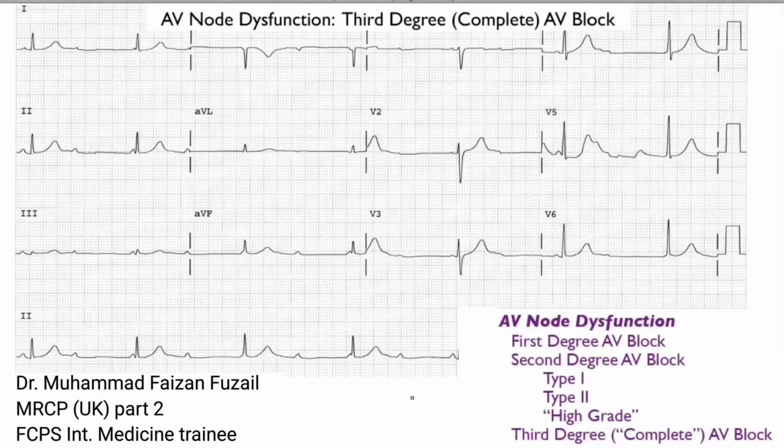I'm going to be finishing my discussion of AV node dysfunction with third degree AV block, also known as complete AV block or complete heart block. So what does complete heart block mean?